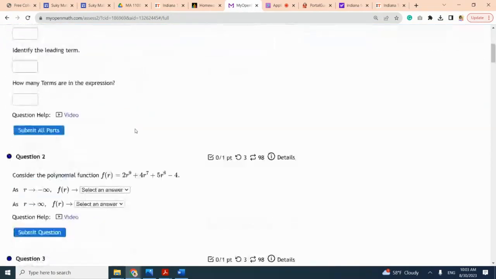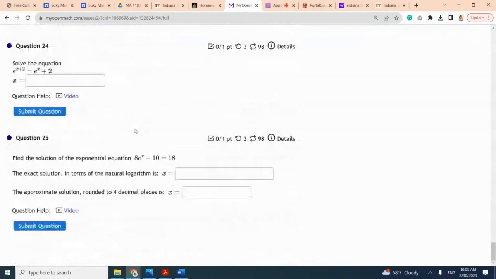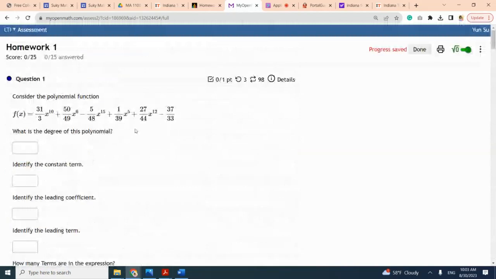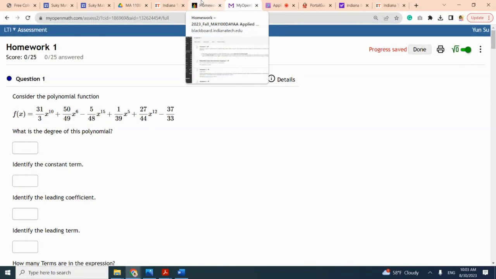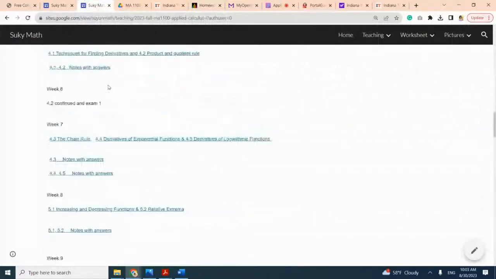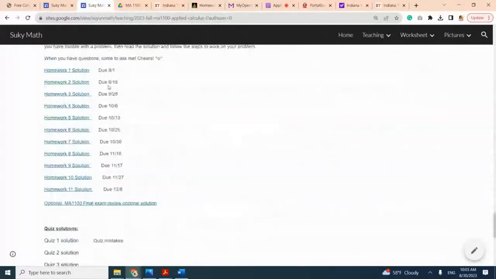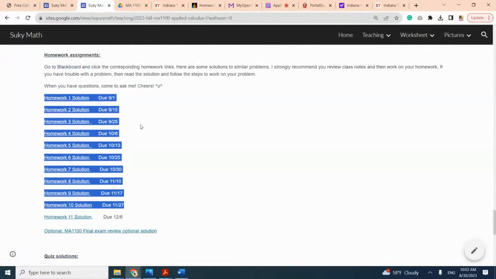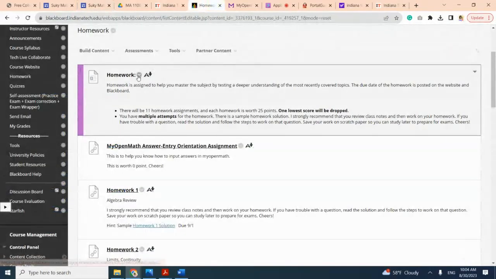So these are the questions, and you have 25 questions. So please review your notes and then do the first attempt on your own. Once you finish your first attempt, you can look at which problem you got wrong, and then you can look at the solution. The solution is not on Blackboard, it is on our course website. See, this is a solution. Maybe I can copy those.